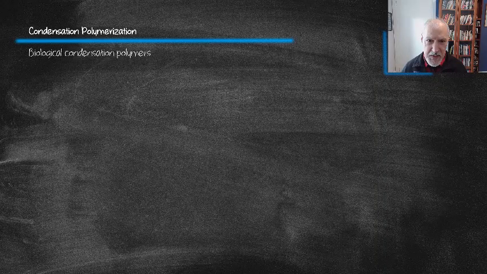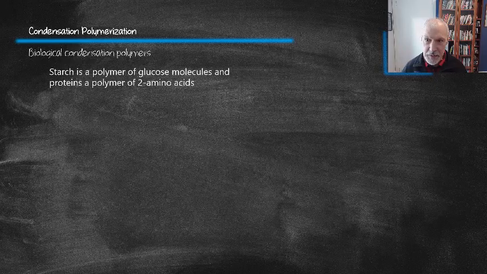I now want to look at a special group of condensation polymers, those in biological systems. For instance, starch is a polymer of a glucose molecule, and proteins are polymers of what are called 2 amino acids. I want to look at the 2 amino acid category. Here I've drawn an example of one.